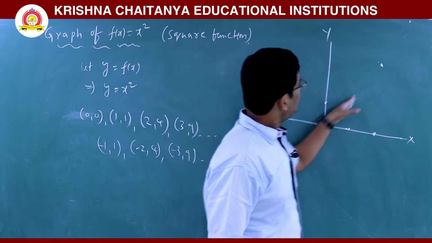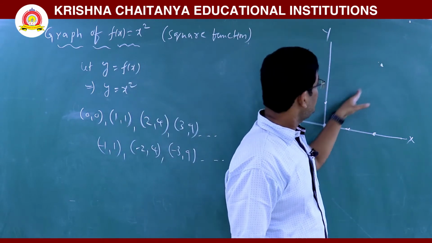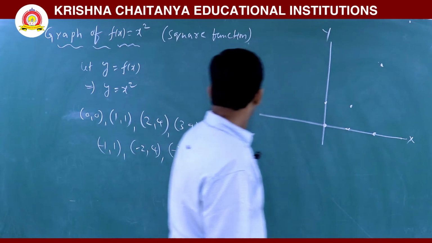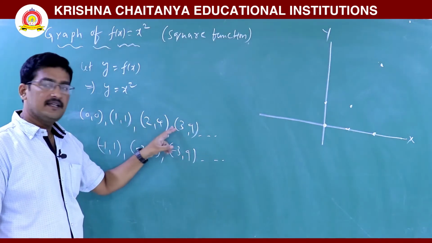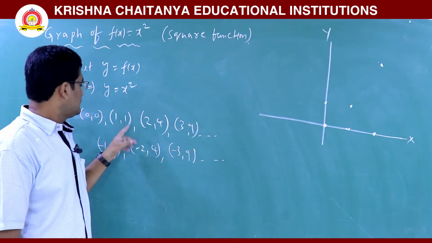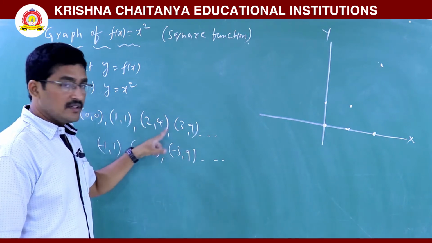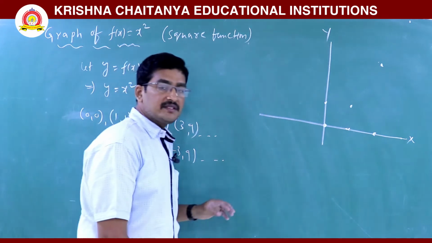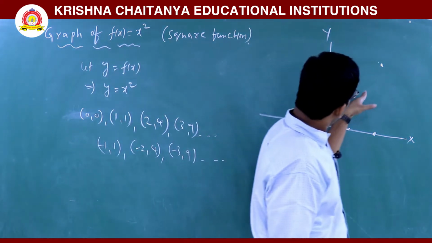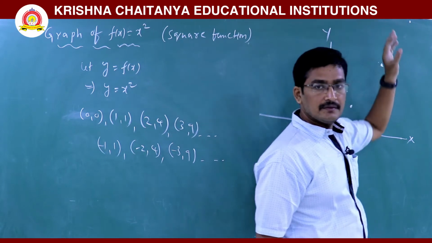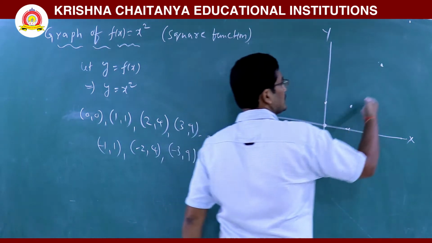So the y coordinate rises fast compared to the abscissa. The abscissa goes 1, 2, 3, while the ordinate goes 1, 4, 9. Compared to the abscissa, the ordinate rises fast. So the curve goes like this.